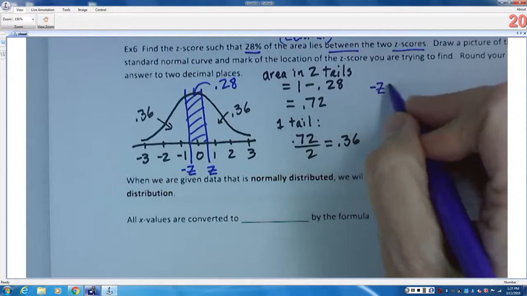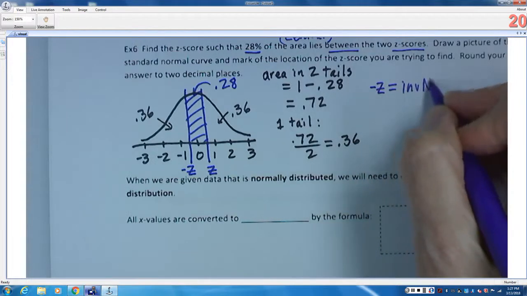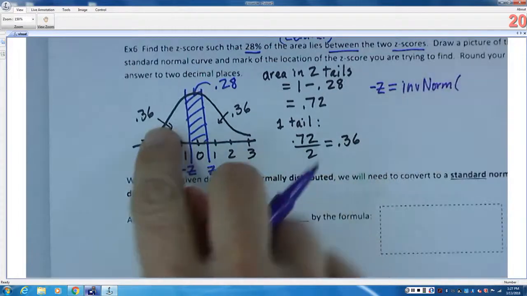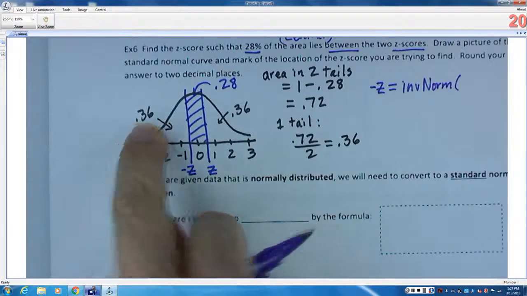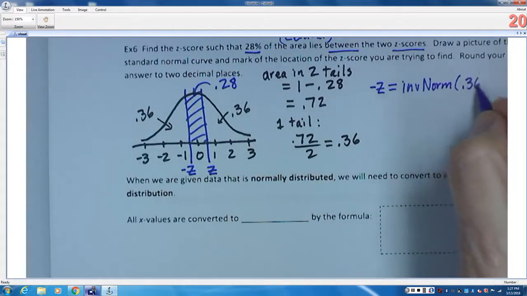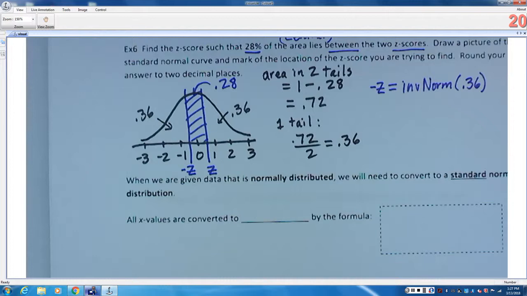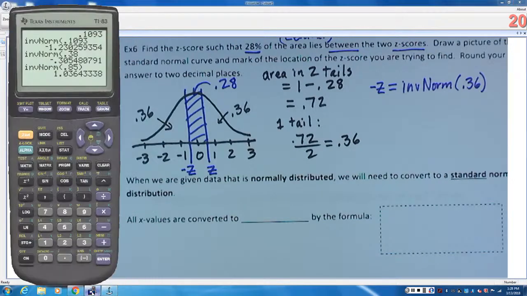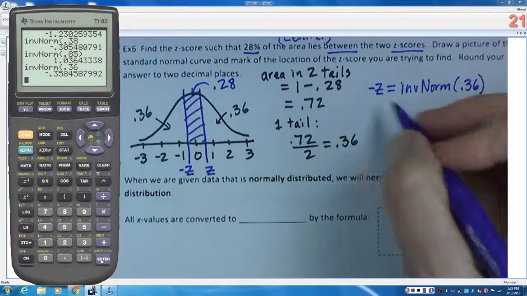Negative z is the inverse norm of the area to the left of the negative z, 0.36. And it should be negative, and the area should be between 0 and 1. So, second distribution, inverse norm, 0.36. And remember, this is z, so you're going to round to 2 places. It's negative 0.36. Wow.